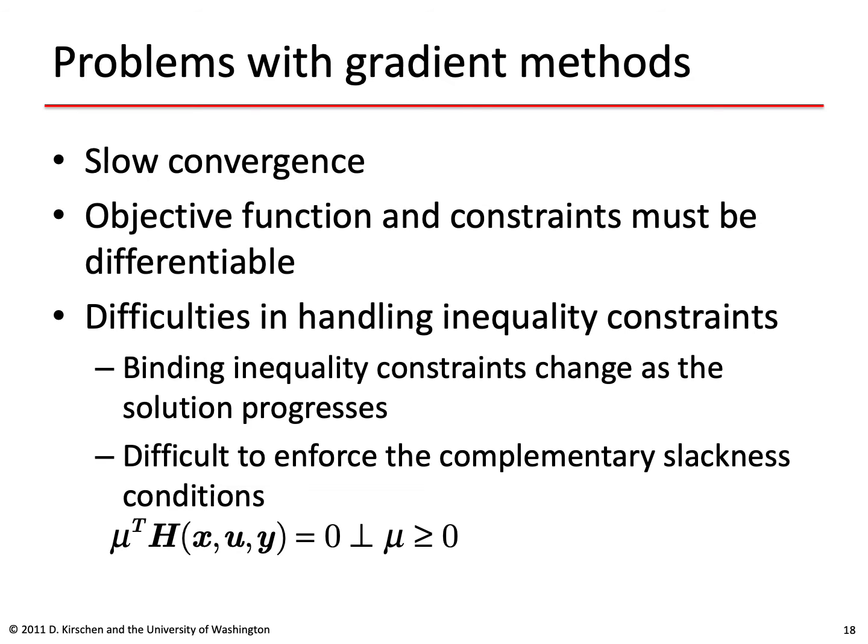The problem is that these gradient methods have a rather slow convergence, and that the objective functions and the constraints must be differentiable. They're also difficult in handling inequality constraints, because the binding inequality constraints change as the solution progresses, and it's difficult to enforce the complementary slackness conditions, which say that the mu Lagrange multipliers times the inequality constraints must be 0, and that mu must be greater or equal to 0.